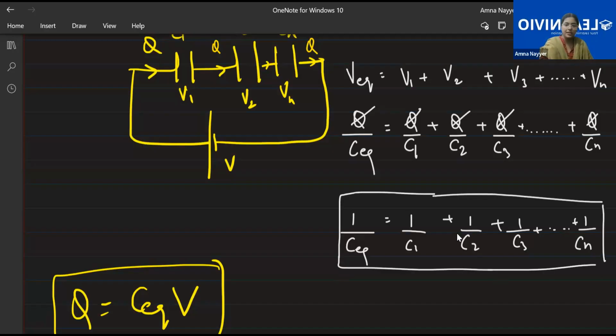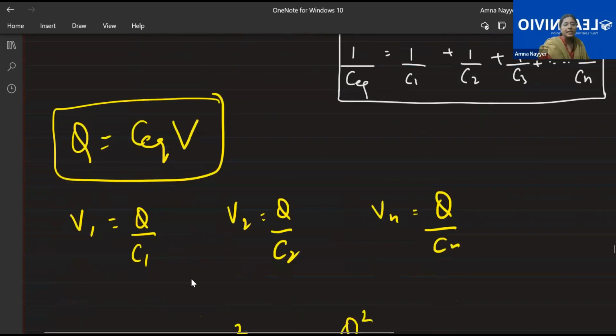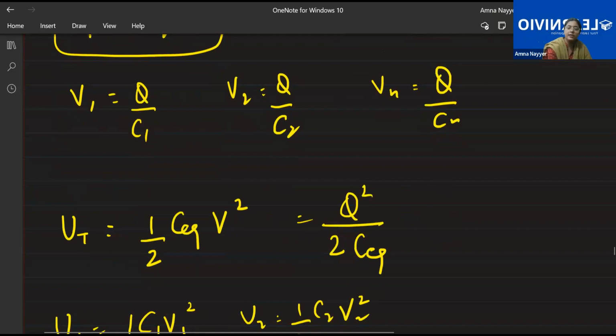The application-based questions come. Now see, if I want the net charge, Q equivalent, I'll write C equivalent into V. Because charge is the same for all of them, I can just write C equivalent into V. What if I want the potential only in the first capacitor? For the first capacitor, I'll write Q by C1. For the second one, Q by C2. For the total, Q by C equivalent. Whichever is required, you will take that individually.